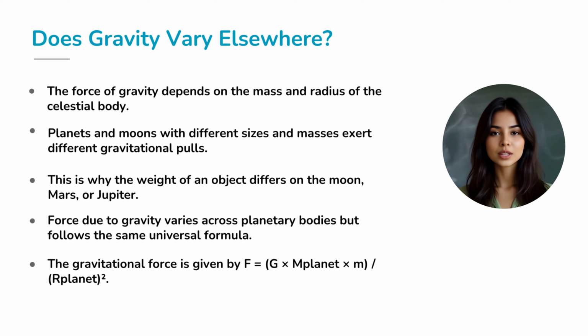The pull is weaker there, but no matter which planet or moon you are on, the law of gravity remains unchanged. It always depends on the product of the two masses and is inversely related to the square of the distance between them. So whether you are on Mars or Jupiter, gravity still works, just with different strength.